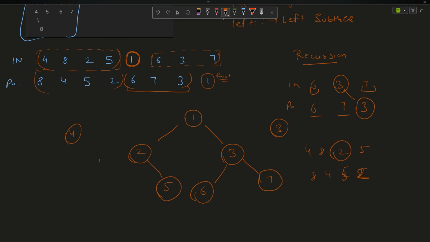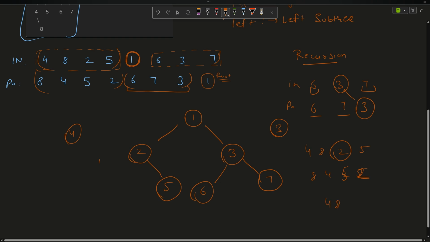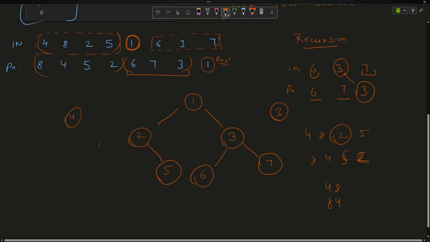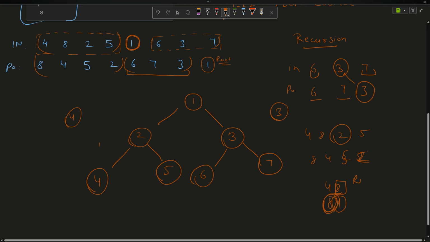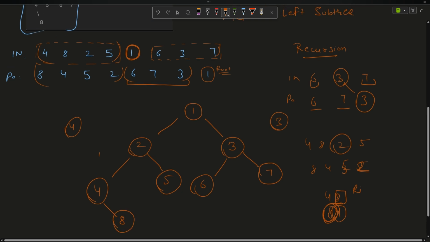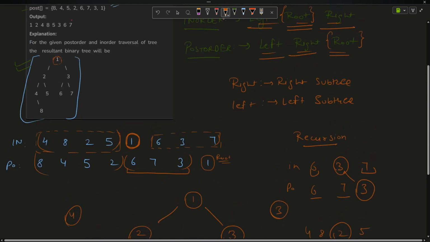Okay, talking about 4 and 8. So 4 and 8 is my in-order, 8 and 4 are my post-order. So 4 is again the root, that means 4 here. Now as you can see, 8 is actually occurring on the right, so 8 is not on the left, it is on the right. Okay, and you can validate that this tree looks exactly the same as this tree.